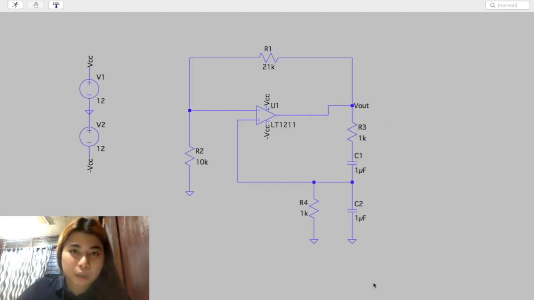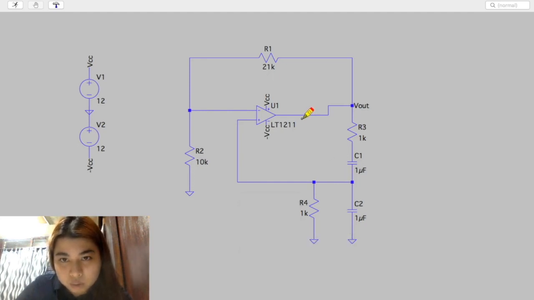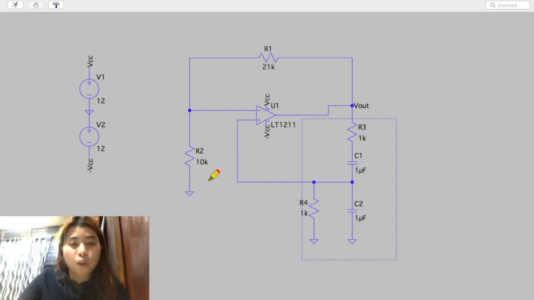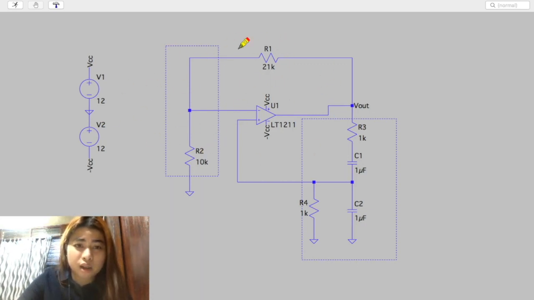The feedback circuit in a Wien bridge oscillator uses a lead-lag network. So in this case, in my schematic diagram, I'll show you where the lead-lag network is. So this is the lead-lag network. There you go. R4 and C2 together form the lead portion, while R3 and C1 form the lag portion. The voltage divider in this circuit is where R2 and R1 are. I can't really put them together in a box, but R2 and R1 is where the voltage divider is.